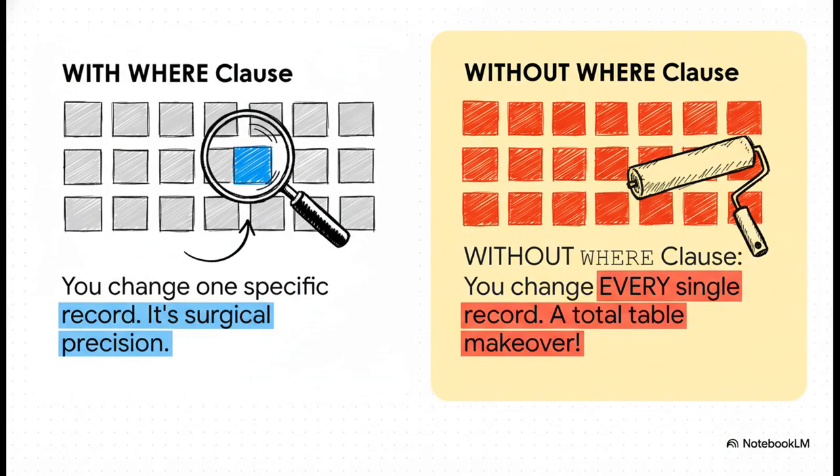I mean, just look at the difference here. It's night and day. With the where clause, you have surgical precision. You change one specific record. But without it, you get a total table makeover. Every single record gets changed. Imagine trying to change one customer's name to Juan and accidentally renaming every single customer in your database to Juan. It's kind of funny to think about, but in real life, absolutely terrifying.